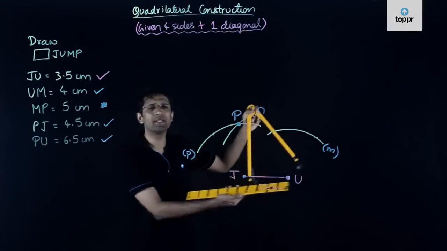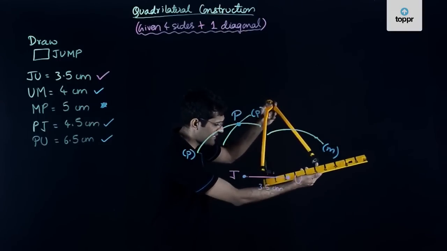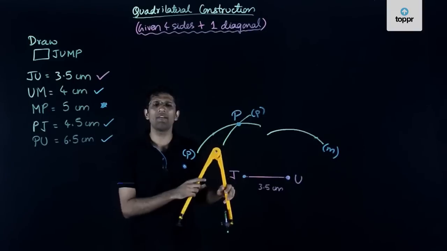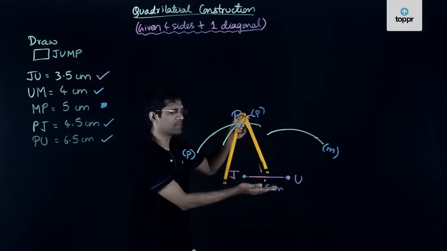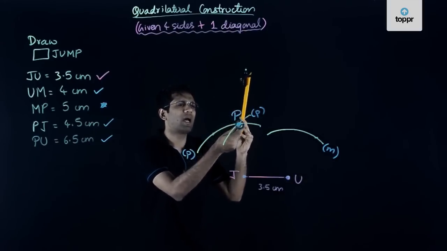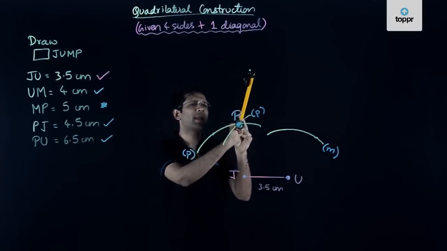And now I will take this compass and measure a radius of 5 centimeters. So the distance between the two tips should be 5 centimeters. And now having taken this distance between the two tips as 5 centimeters, I will place this point at point P and draw an arc.